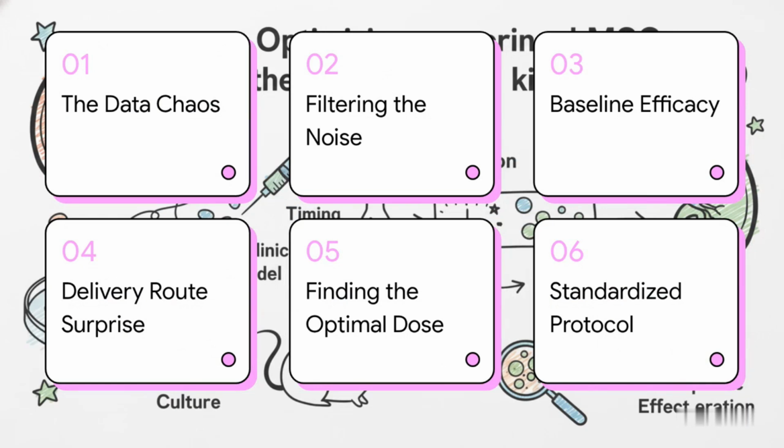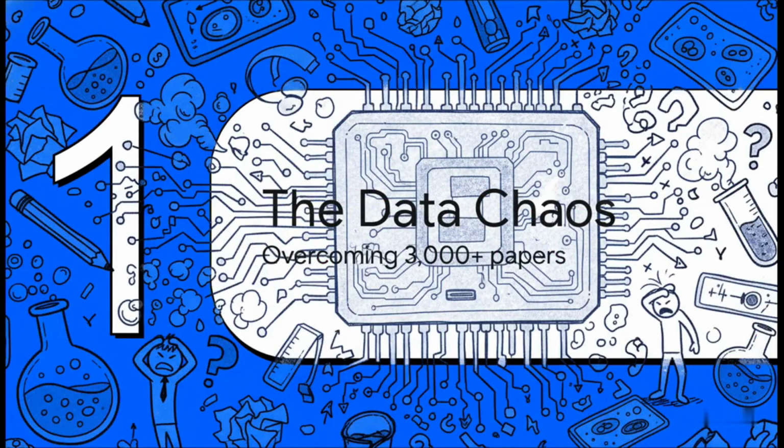We're going to cover the data chaos, filtering the noise, proving baseline efficacy, a pretty huge delivery route surprise, finding the optimal dose, and finally, the standardized protocol itself. Let's get right to it. Section 1. The data chaos.